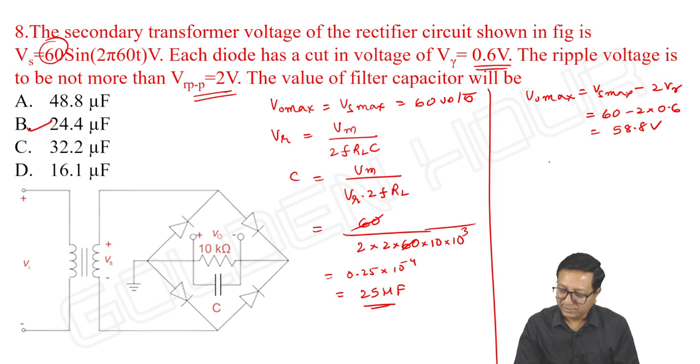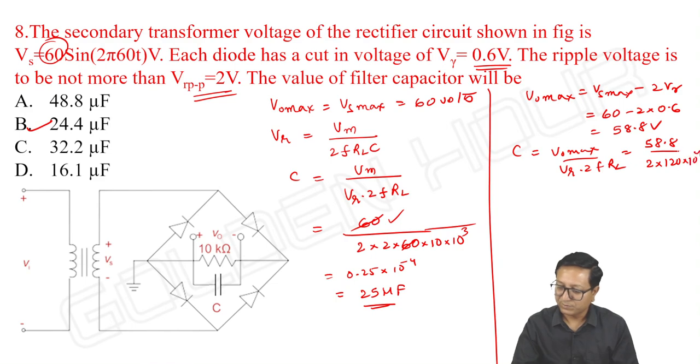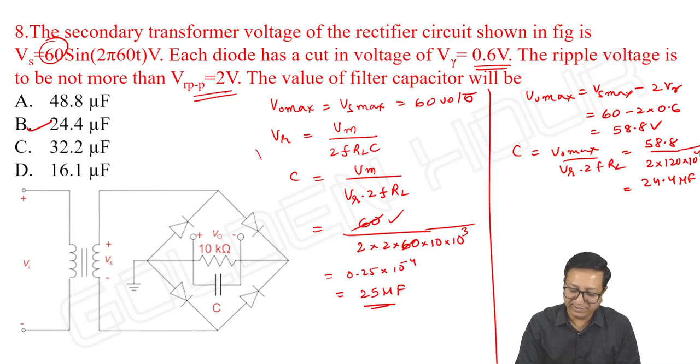Again now I can write this capacitor value. It is V output maximum by Vr into 2 into F into RL. 58.8 by... slightly less than. So instead of 60 we are having 58.8. Accordingly we can see. You can just check it; I am not doing it, I am just writing the answer. Okay, this is the idea. So if you use this method, we can save time like anything.